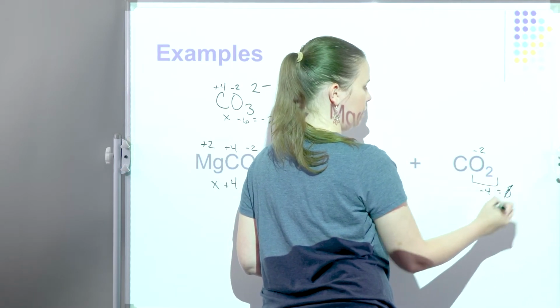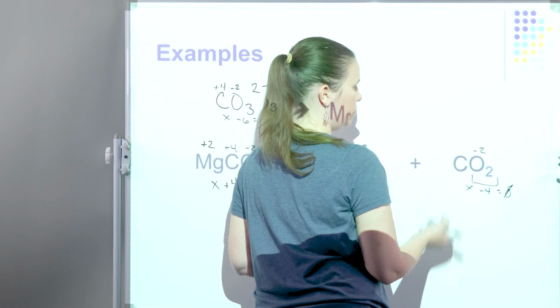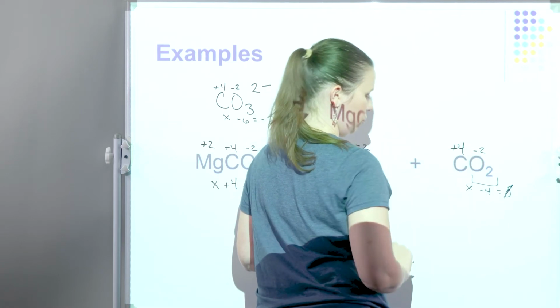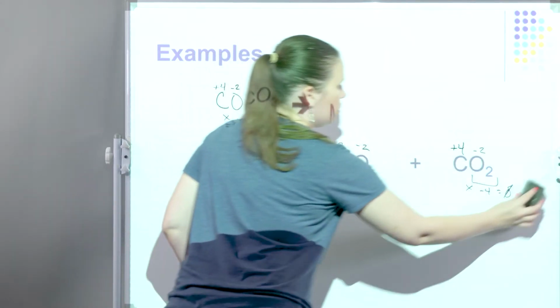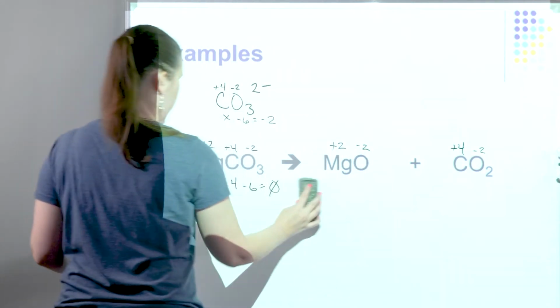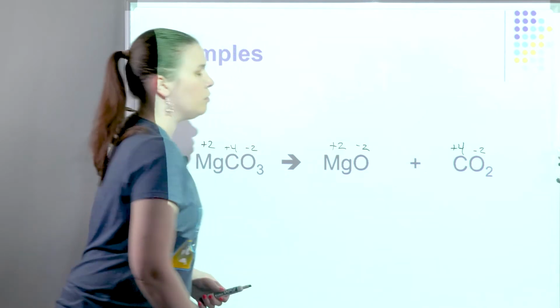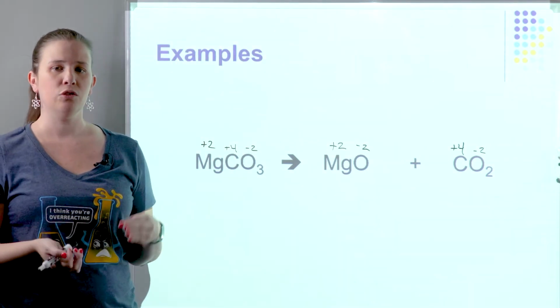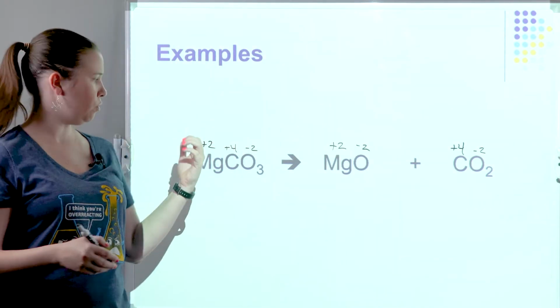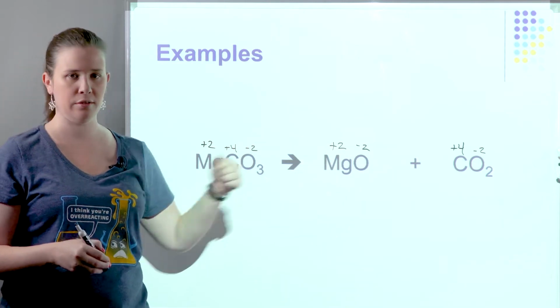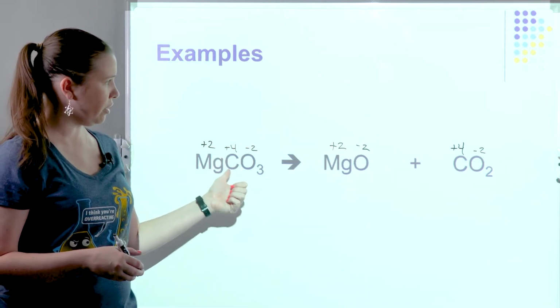So in order for that to be neutral, what would carbon need to be? +4. So I'm going to clean this up a little bit so that all I'm looking at is my oxidation numbers. Now, is this redox? Do you see a change if you look at magnesium on both sides? No. Carbon on both sides.